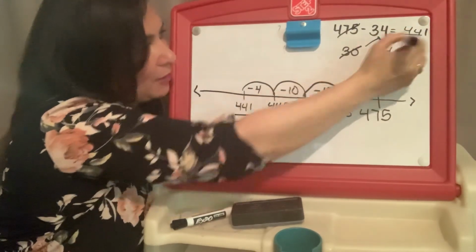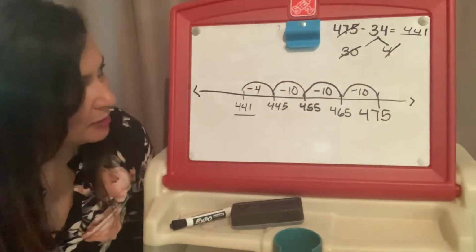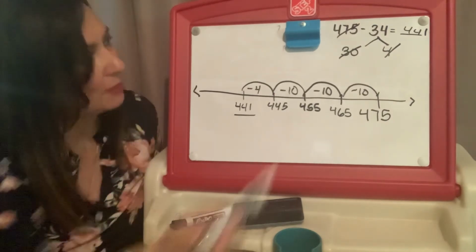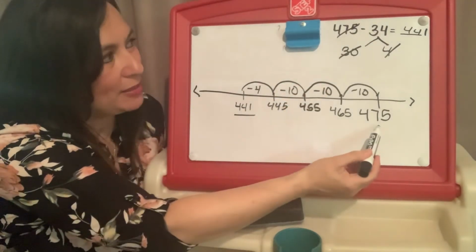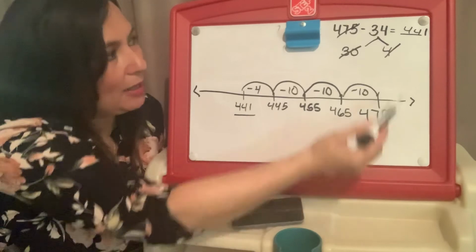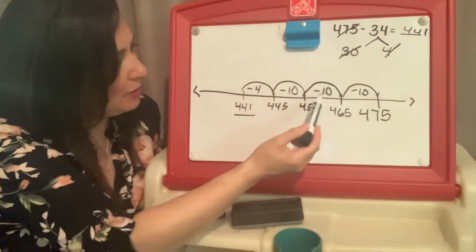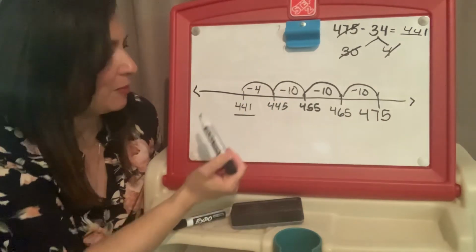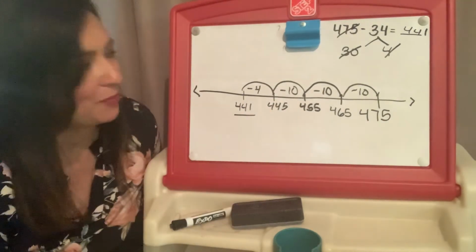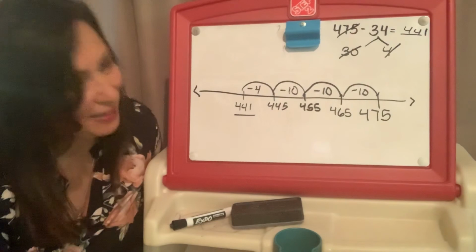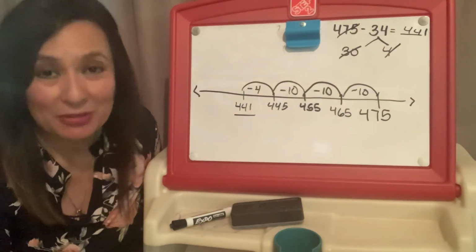Running out of room up here. All right, let's double check our work. I positioned 475, which is the total. I needed to jump back 34. I jumped back 10, 20, 30, plus 4 more is 34. My difference is 441.